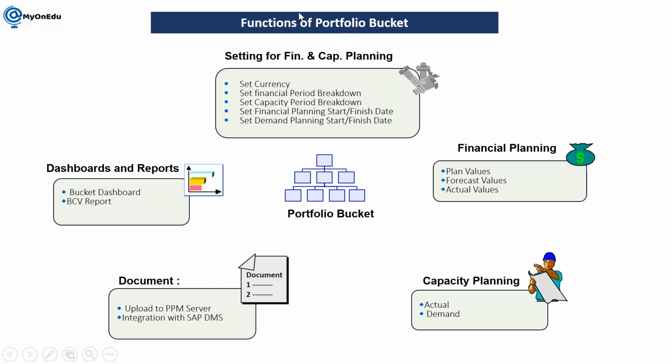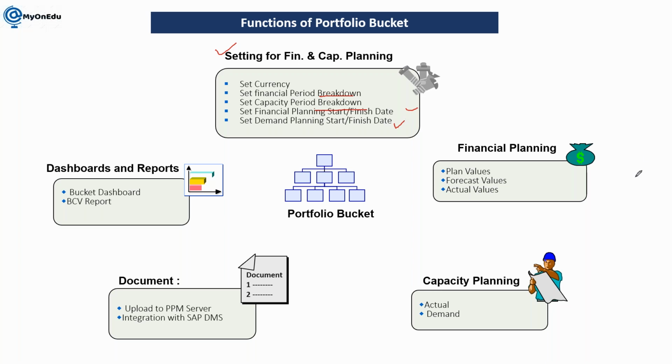It helps us do the settings for financial and capacity planning. When we do financial and capacity planning, what will be the currency? Let's say the transaction will happen in USD, AED or INR. What will be my financial period breakdown? What will my capacity period breakdown be, whether it is April to March or January to December? Set the financial planning start and finish date for how long you are going to keep this bucket for planning, and how many years you want to keep it for your demand calculation for capacity planning.